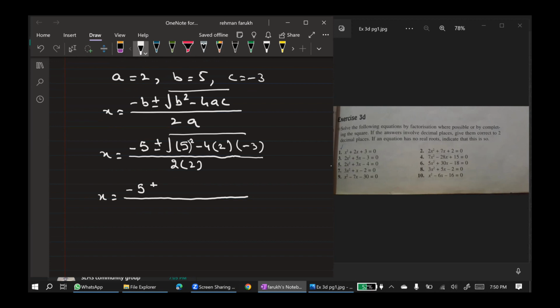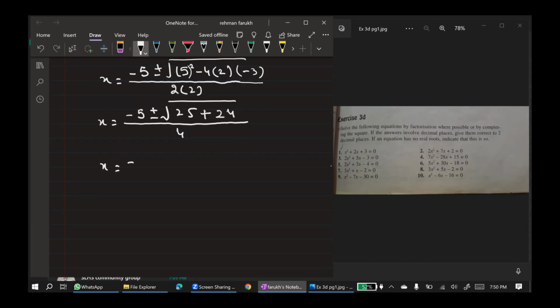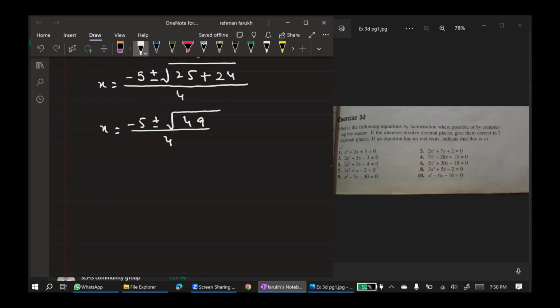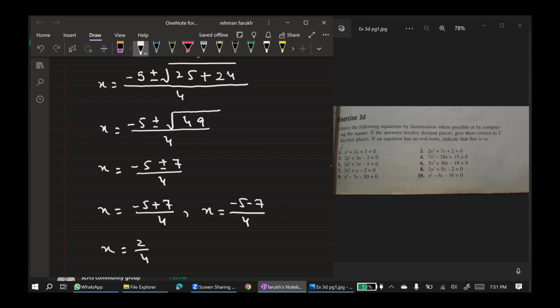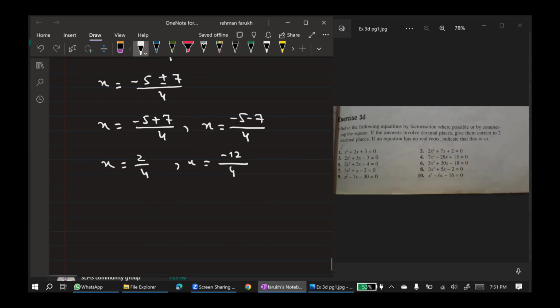Now we will simplify this expression. Minus 5 plus minus under the root 25 plus 24 divided by 4. X is equal to minus 5 plus minus root 49 divided by 4. X is equal to minus 5 plus minus 7 over 4. X is equal to minus 5 plus 7 over 4, and x is equal to minus 5 minus 7 over 4. X is equal to 2 over 4, x is equal to minus 12 over 4. And the final answers are x is equal to 1 by 2 and x is equal to minus 3.